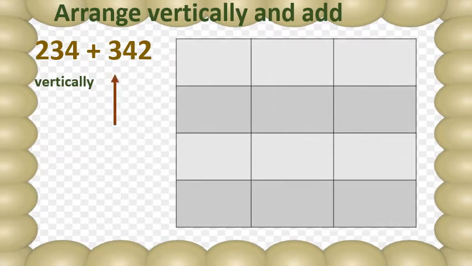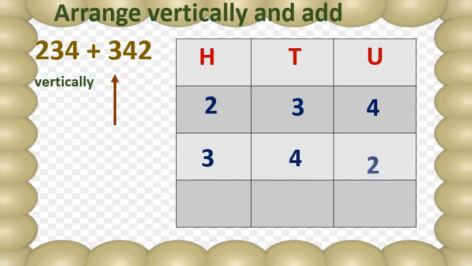Now students, we will draw a table. Now we will write units, tens and hundreds. Now we will write 234 in the first row and 342 in the second row. Got this? Now I will put the addition mark. Now we will add from the units place.